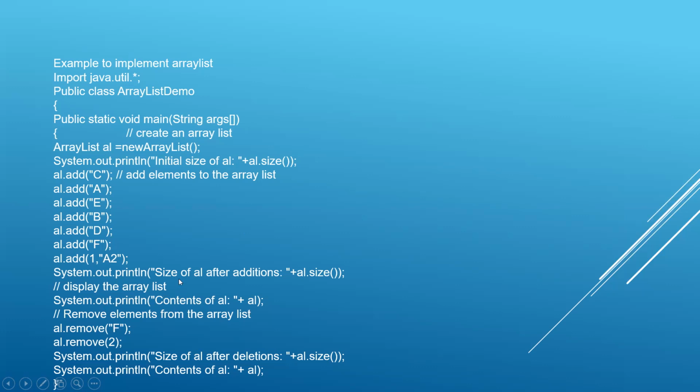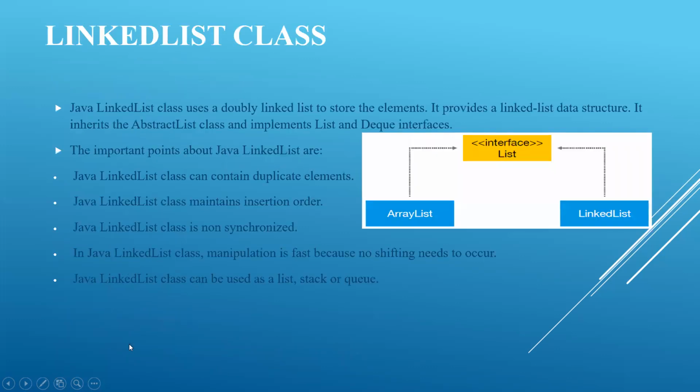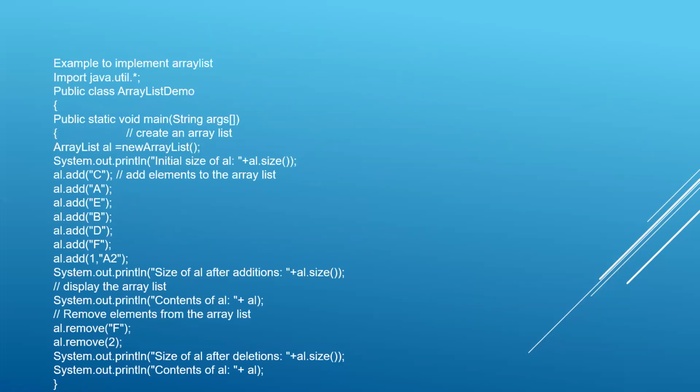Now if we want to remove an element from the array, we have a method called remove, which is used to remove a particular element. Here we are specifying the element name. F is the element here. That element is removed by using the object AL. Next, AL dot remove of 2. Here we are representing the index of the element. Using the index of the element, the object is removed from the ArrayList.